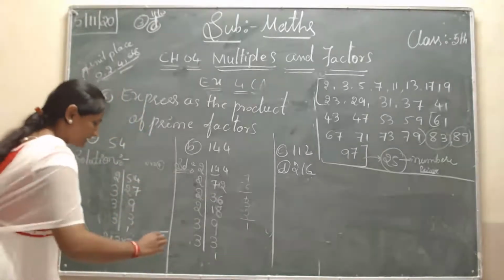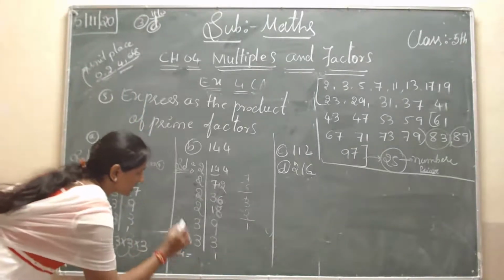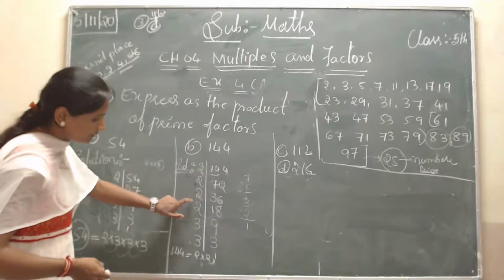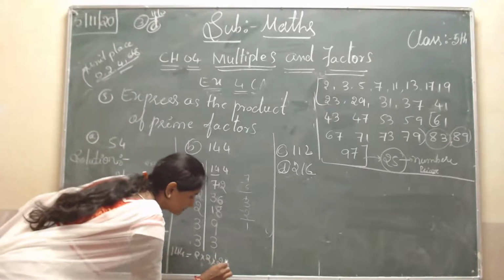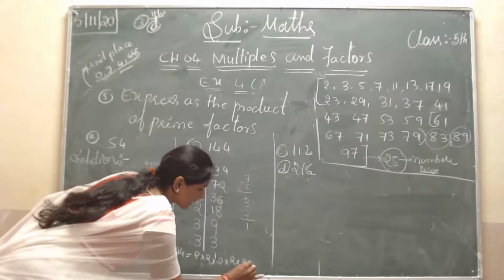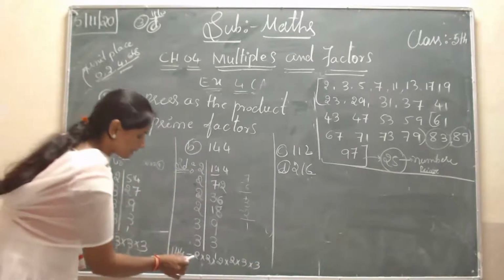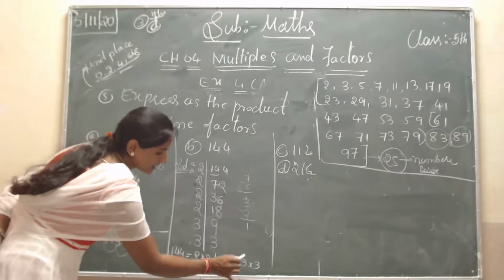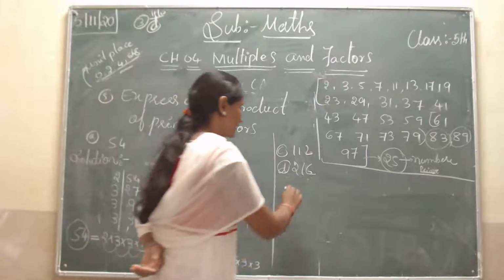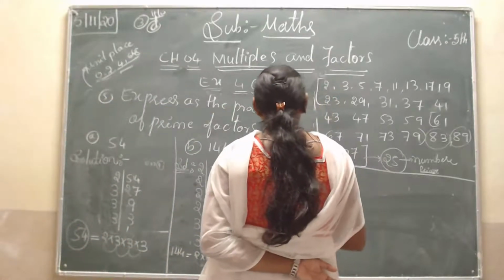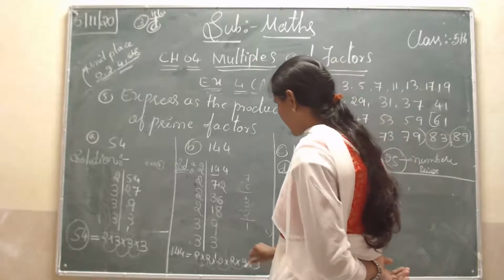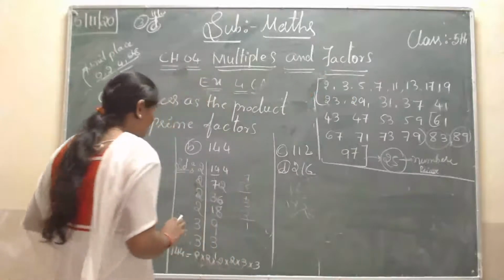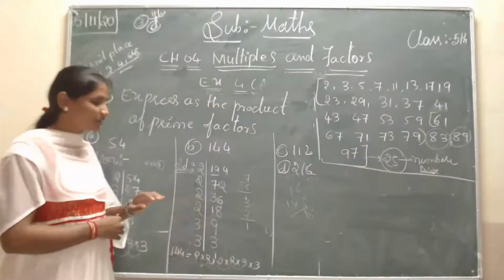So the factors of 144 are 2 into 2 into 2 into 2 into 3 into 3. 2 you have to write 4 times, and 3 you have to write 2 times. For example, do the multiplication method, students. 2 twos are 4, 4 twos are 8, 8 twos are 16. 16 threes are 48, 48 threes are 144, because this is the method of factorization.